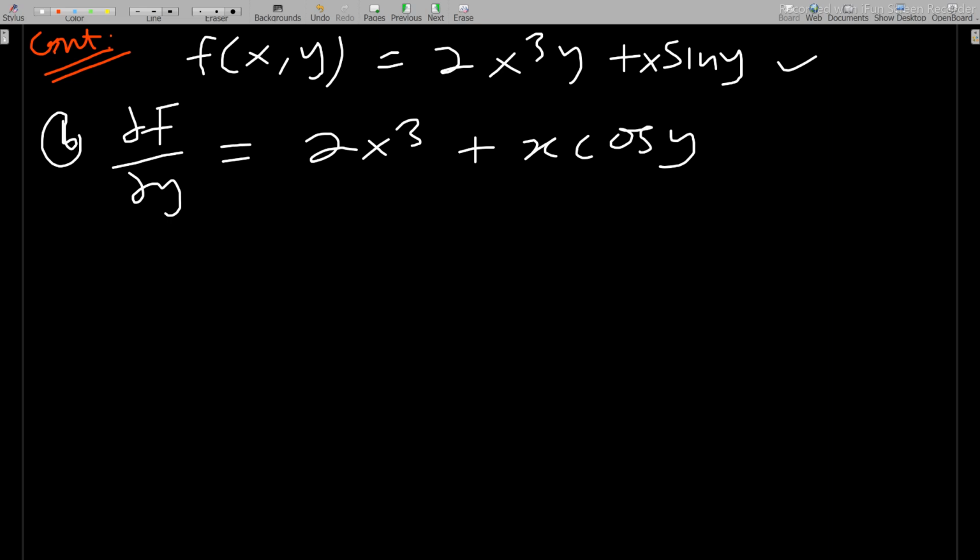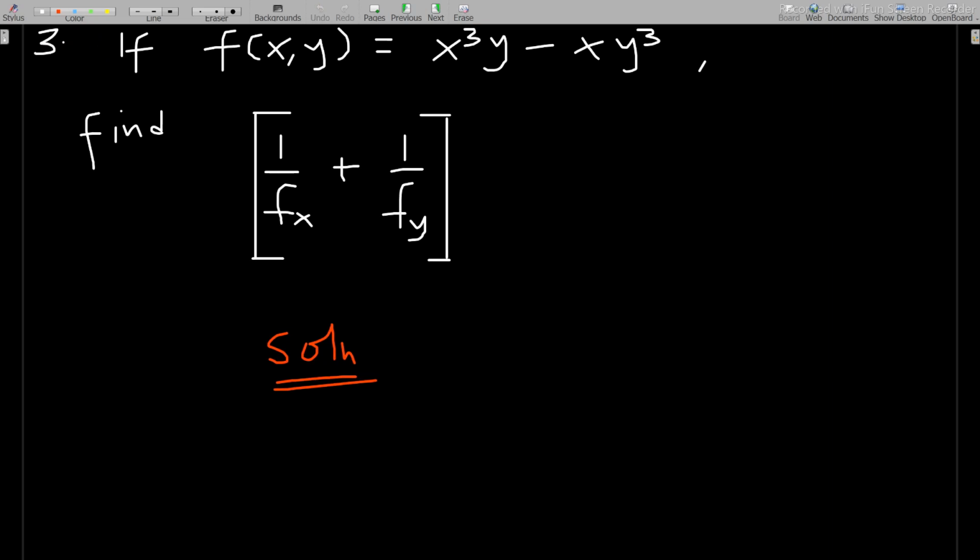Let's move on to the last question of this video and we'll be done for the lesson. The last question says that if f of xy is this, then find 1 over fx plus 1 over fy. There are some other conditions at x equals 1 and y equals 2. That's the actual question. You are supposed to find the value of this at those points.